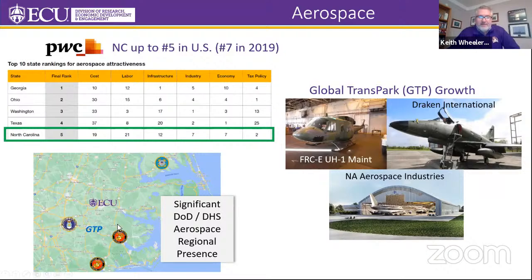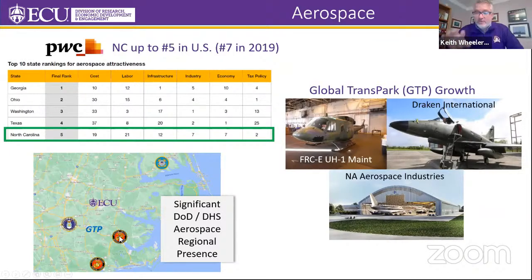Couple that with the fact that just where we are in Eastern North Carolina, there is a significant DoD footprint, much of that aerospace related. And then the global transport, which I know folks may have differing opinions about, is about to explode. FRC East, which is right here, is the largest employer east of I-95. They have over 4,000 employees at Cherry Point.